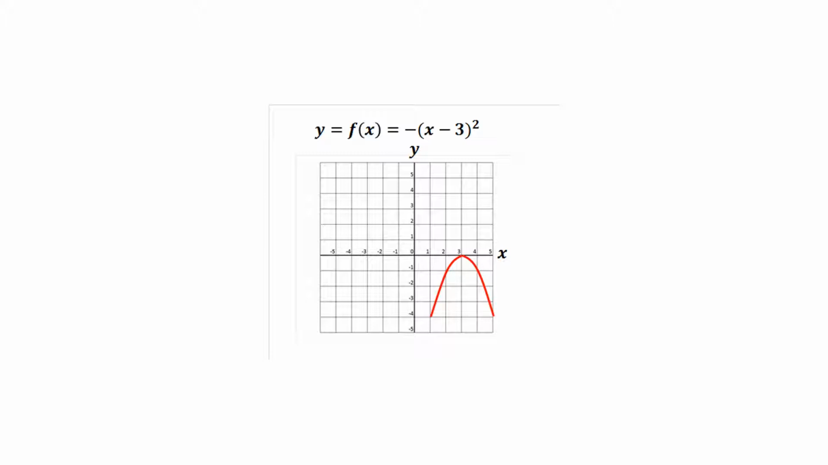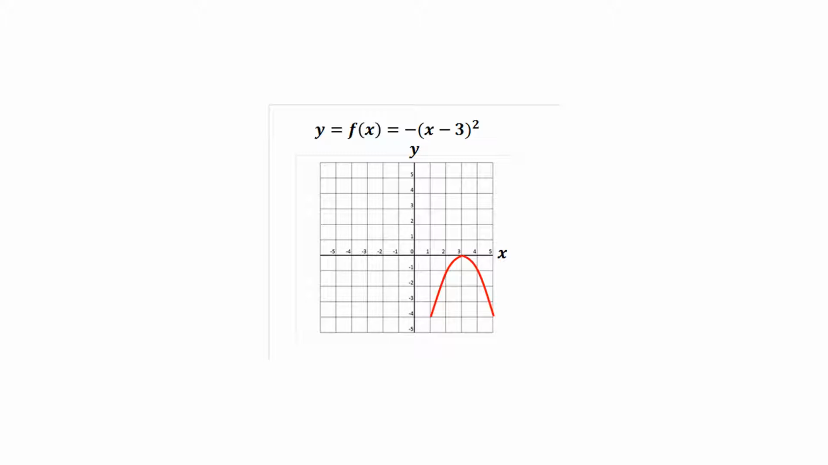Here we have f of x is equal to minus the square, x minus 3 squared. What's the effect of the negative? It is simply to flip the curve upside down. So how would we see this? Suppose we put in for x 4. That's sliding over 1 step from the 3.